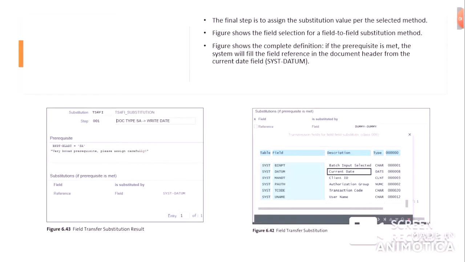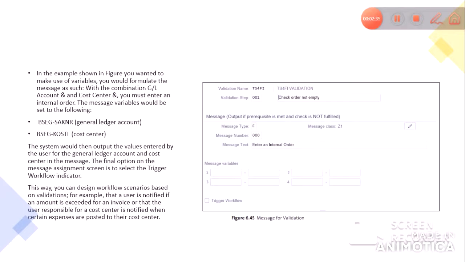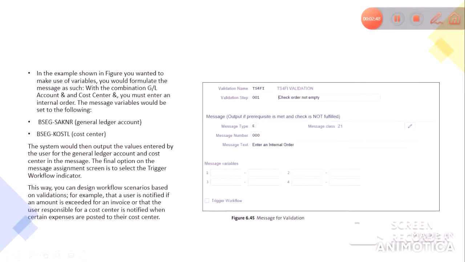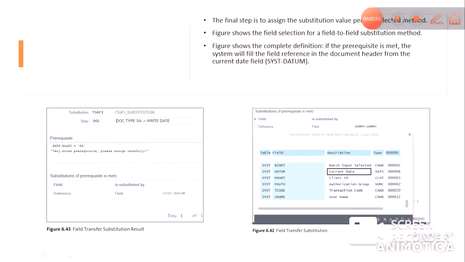So the final step is to assign the substitution value per the selected method. The figure shows the field selection for a field-to-field substitution method.